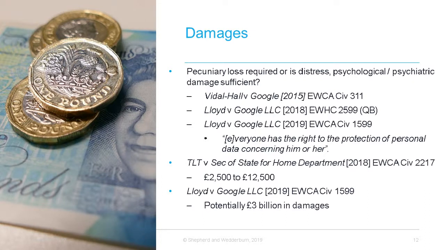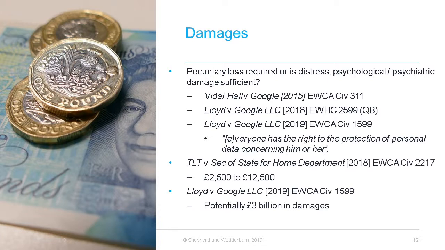In 2015, in the case of Vidal Hall and Google, the Court of Appeal said that victims of a data breach were entitled to recover damages for the distress they'd suffered, even if the breach had not caused them to suffer any direct economic loss. This was then applied in the 2018 case of TLT and the Secretary of State for the Home Department, where the first instance court applied that decision and concluded that harm could take the form of distress and made a finding of liability for the misuse of personal data. The Court of Appeal then dismissed the Home Office's appeal.